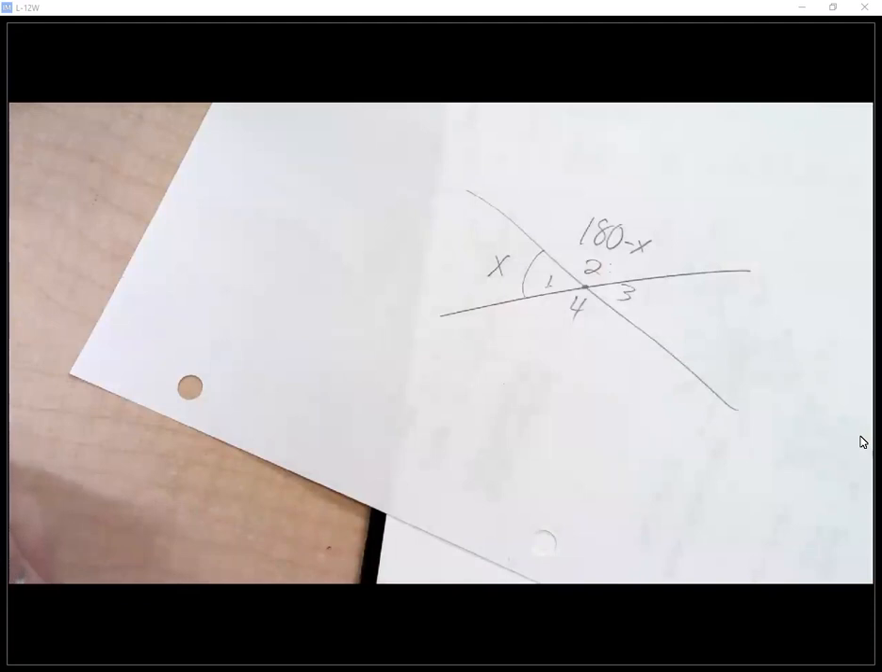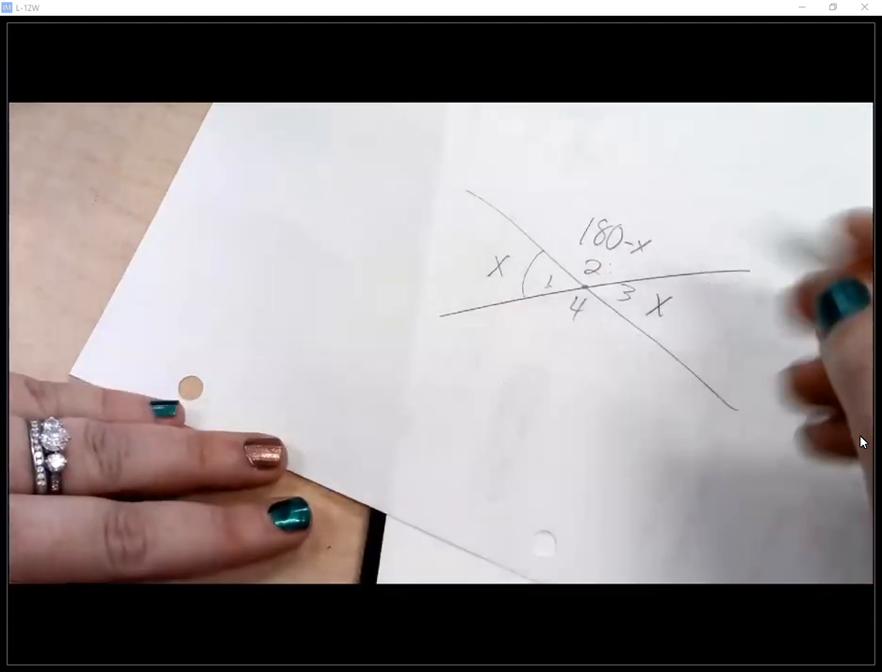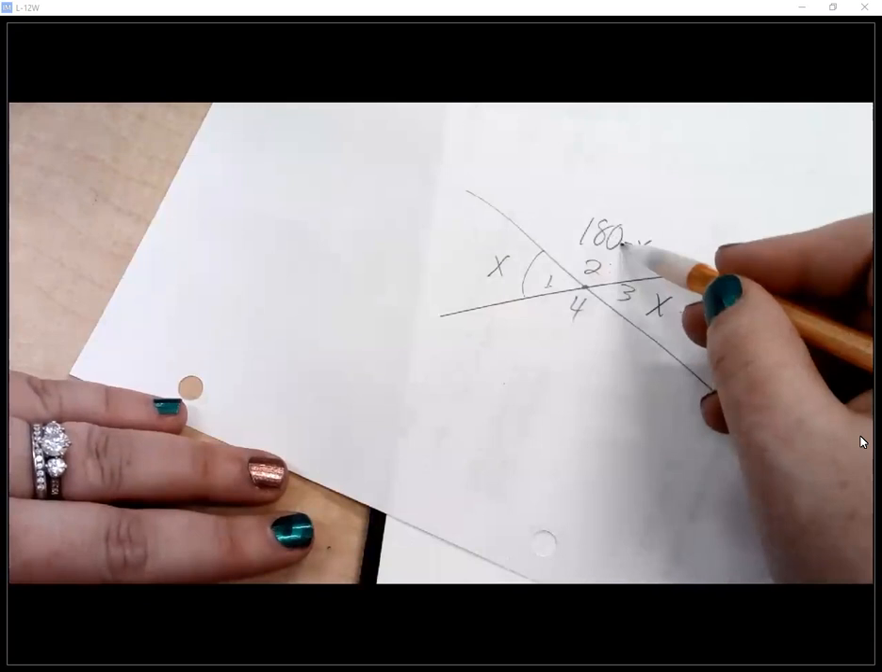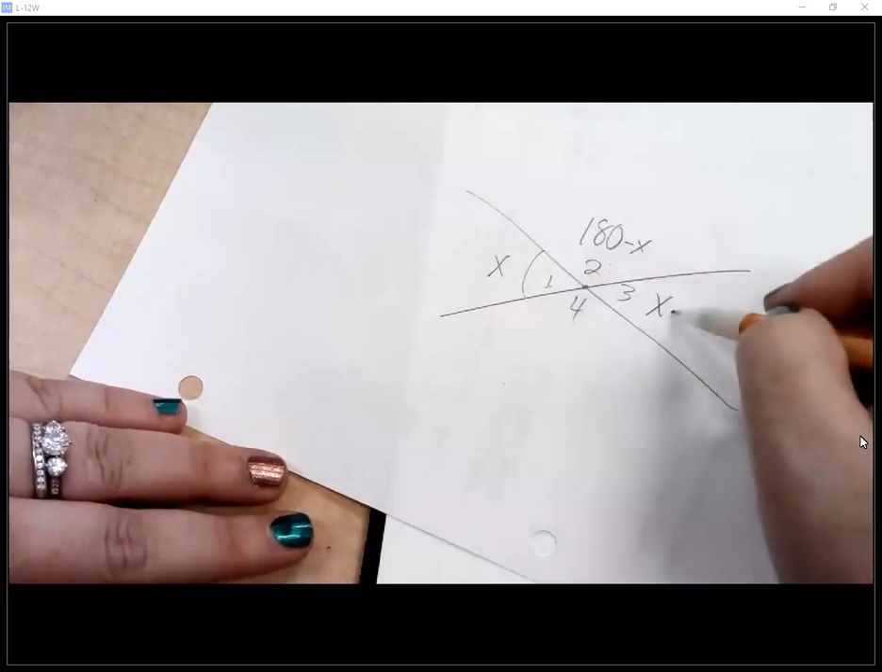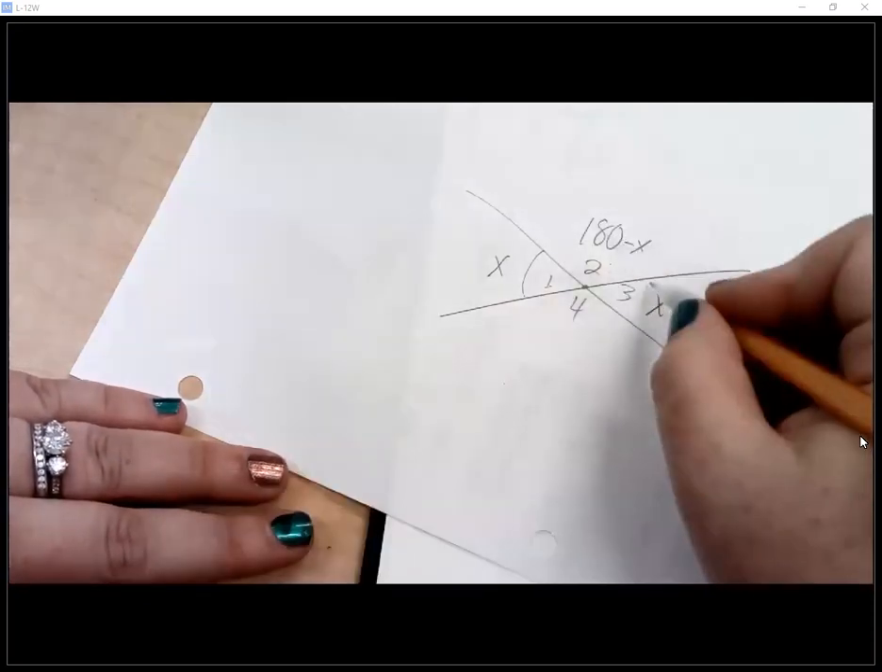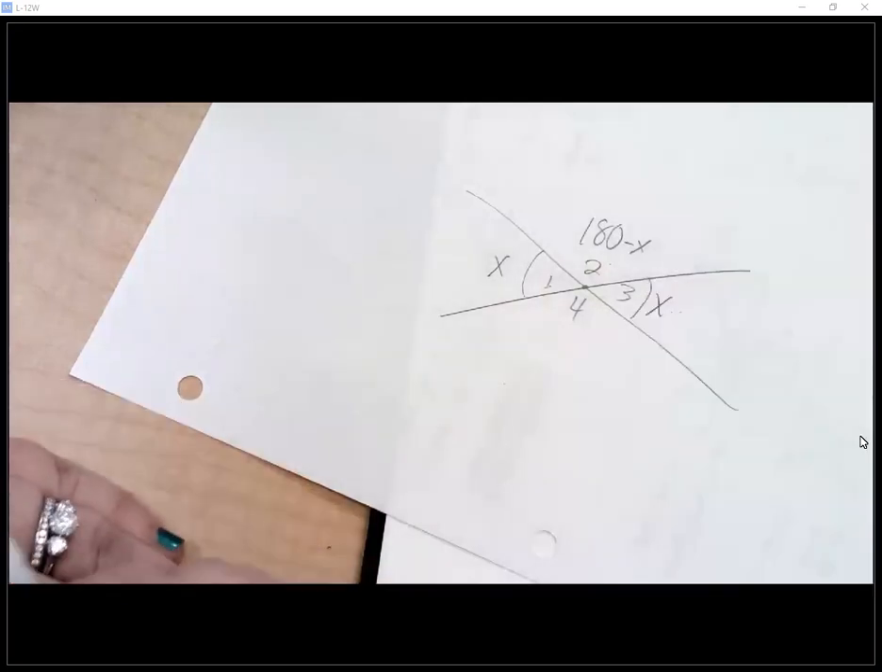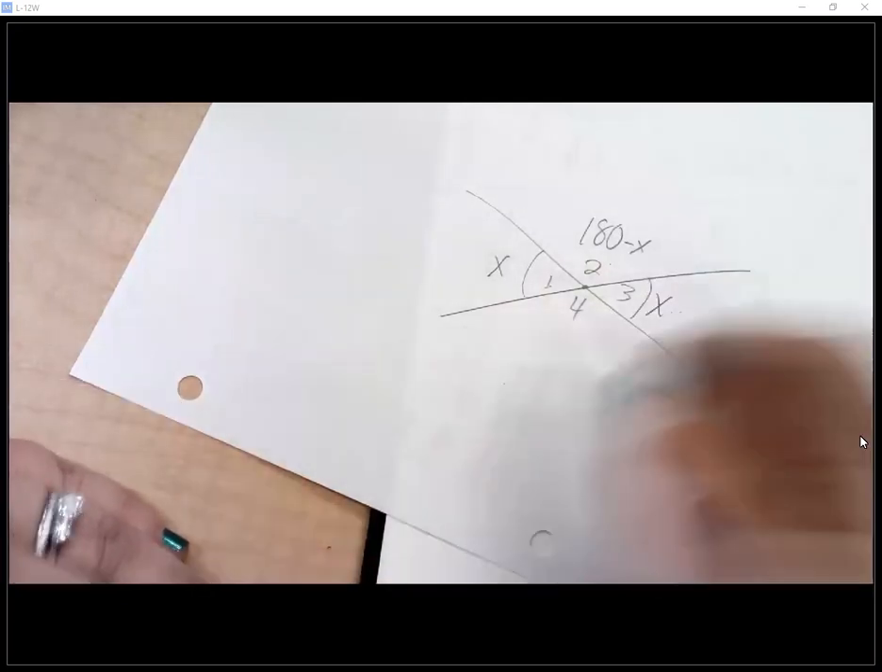X. Because you're going to do 180 minus this whole thing. And when you simplify that, you just get X. So look at angles 1 and 3. Aren't they equal to each other? And then wouldn't angle 4 also be 180 minus X?